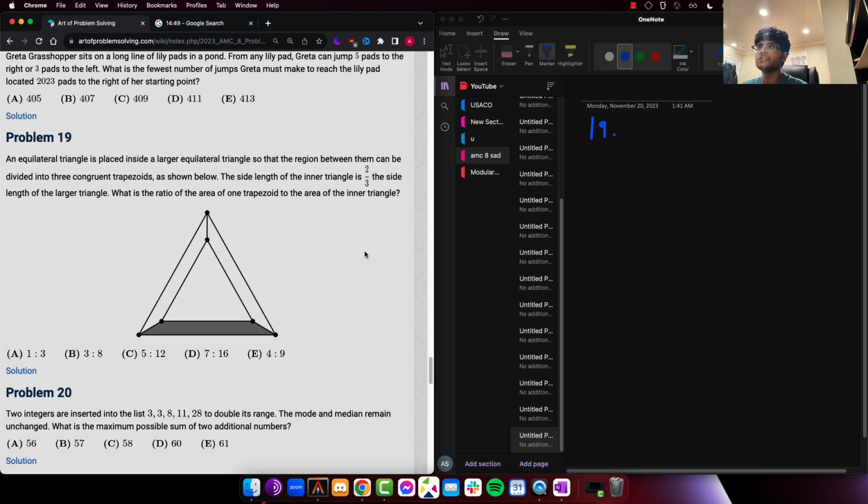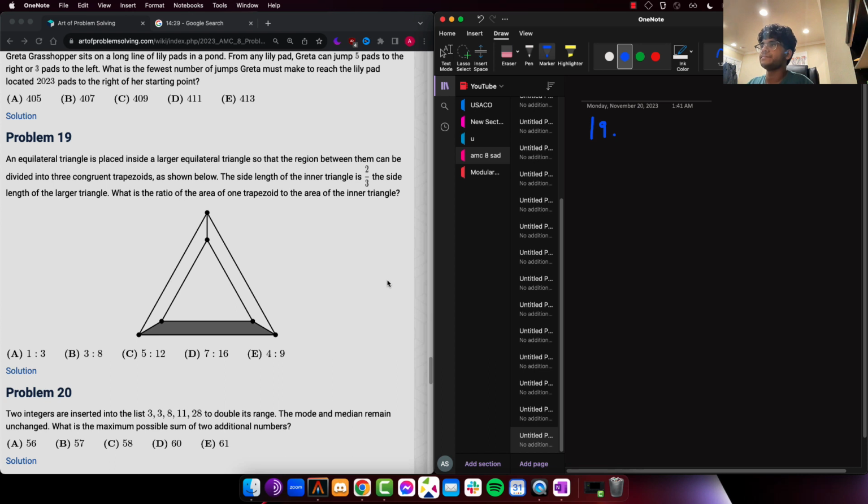19. An equilateral triangle is placed in a large. Okay, so there are 2 equilateral triangles. What is the ratio of the area of one trapezoid? Oh, so you just find the difference of that and then you divide by 3. Sure. S squared root 3 over 4 is the thing, right? Okay, S squared root 3. The side length of the inner is 2/3 of the side length of the larger, so S squared root 3 over 4. Where the larger thing is.